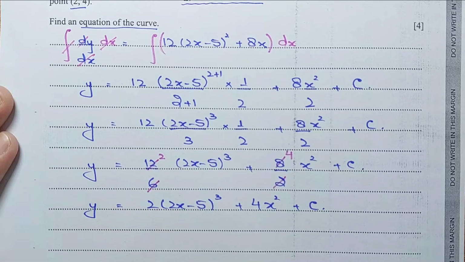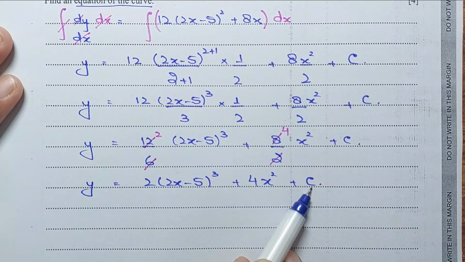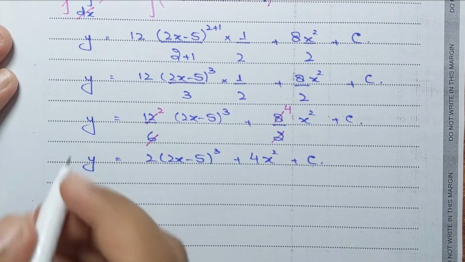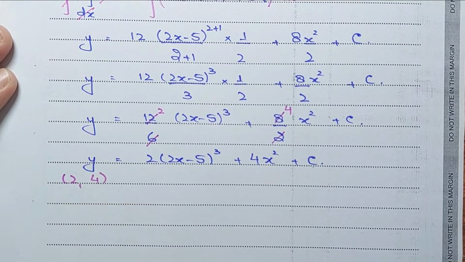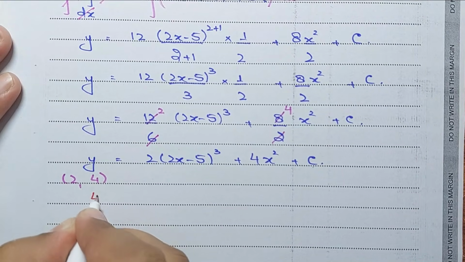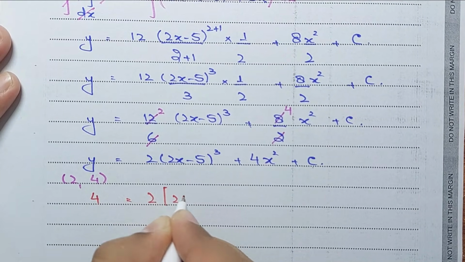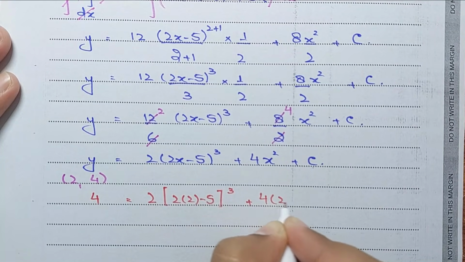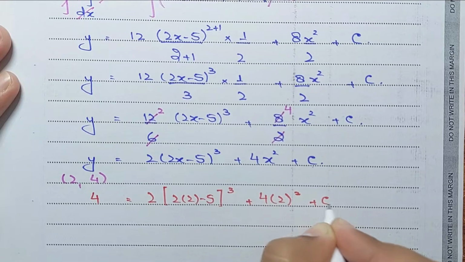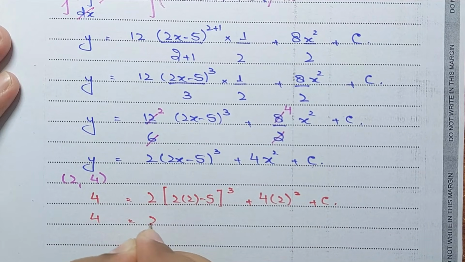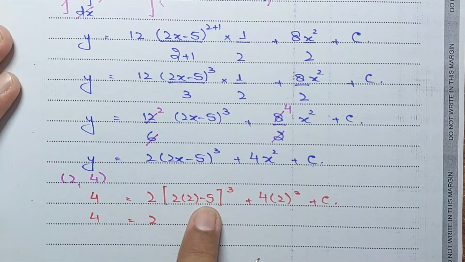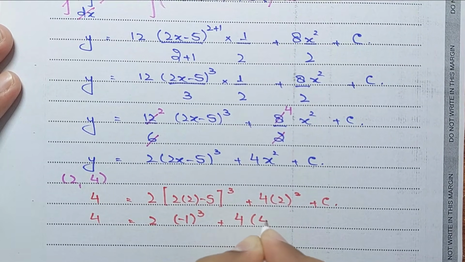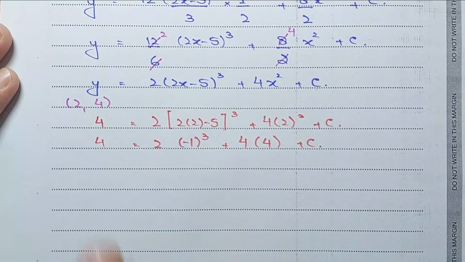Now, to get the value of the constant of integration, we have to use the point (2, 4), because this point lies on the curve. x is 2 and y is 4. So we have 4 equals 2 times (2 times 2 minus 5) cubed plus 4 times 2 squared plus the constant of integration. 2 times 2 is 4, and 4 take away 5 is minus 1, so (minus 1) cubed, plus 4 times 2 squared, which is 4 times 4, plus the constant of integration.